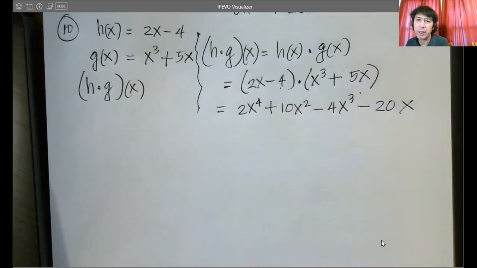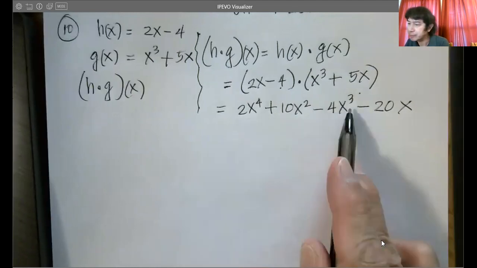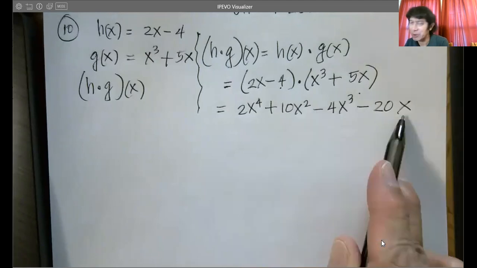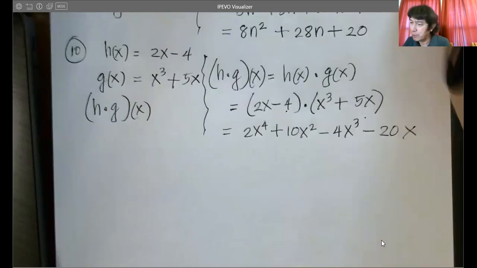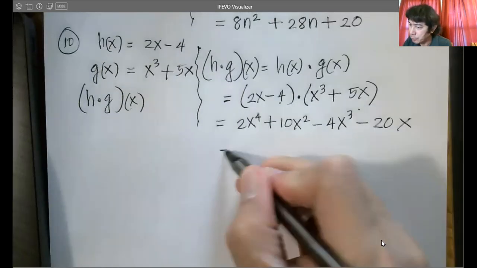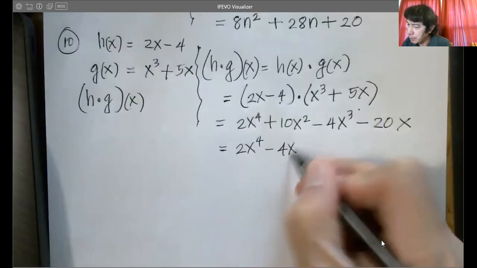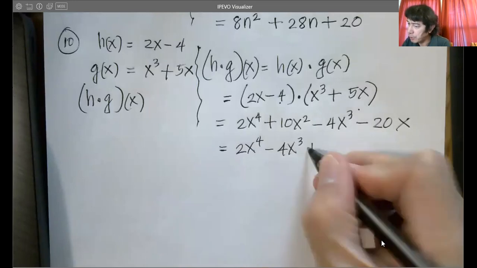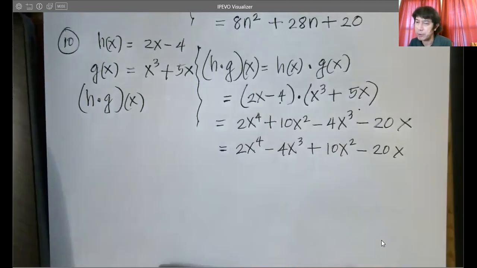Then at this point, we combine like terms. And it looks like we cannot combine anything. This is fourth degree. This is cube. This is squared. And this one is first degree. So we will just write this from highest to lowest. Okay? From highest to lowest. And we have the final answer. 2x to the fourth minus 4x cubed plus 10x squared minus 20x. There. This must be the required answer.